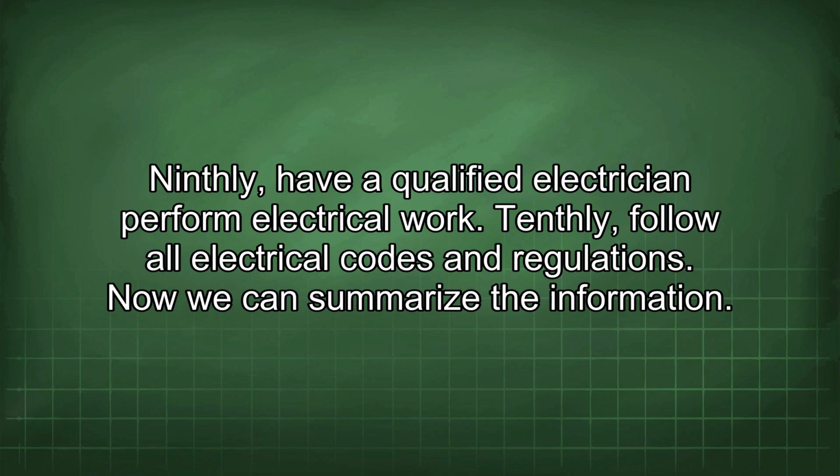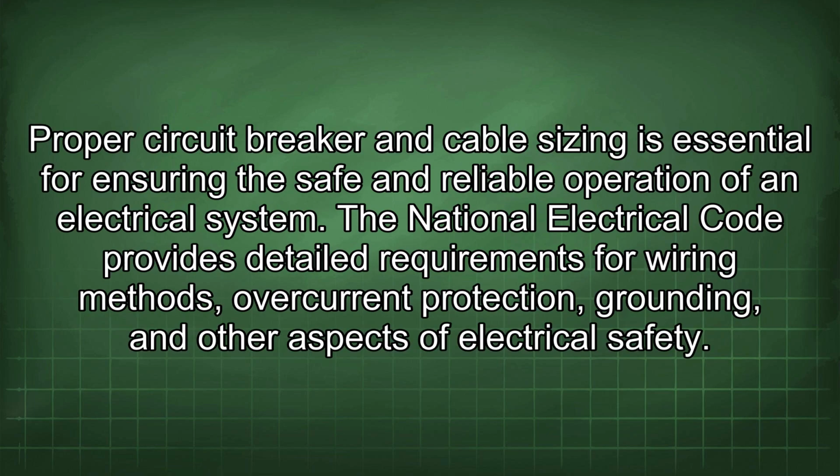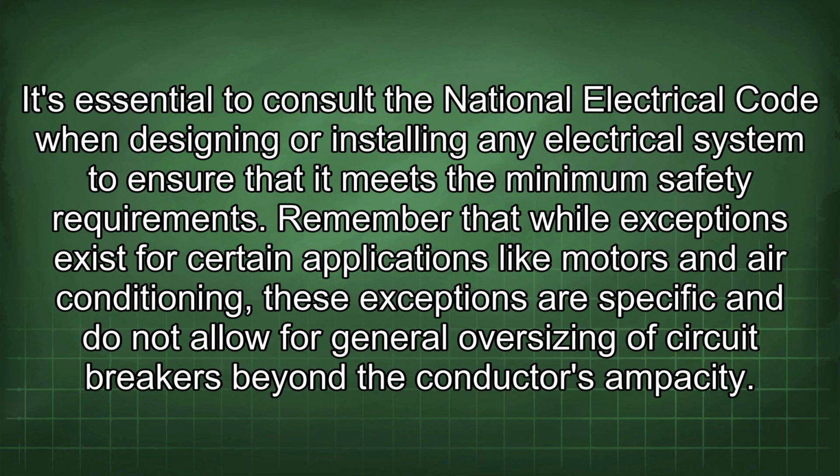Now we can summarize the information. Proper circuit breaker and cable sizing is essential for ensuring the safe and reliable operation of an electrical system. The National Electrical Code provides detailed requirements for wiring methods, overcurrent protection, grounding, and other aspects of electrical safety. It's essential to consult the National Electrical Code when designing or installing any electrical system to ensure that it meets the minimum safety requirements.